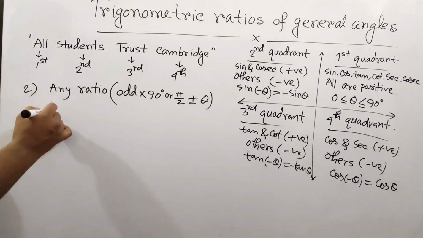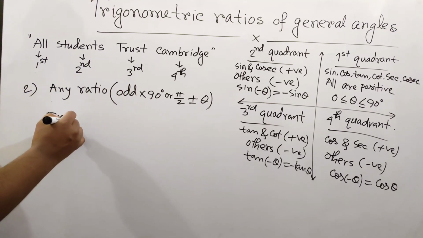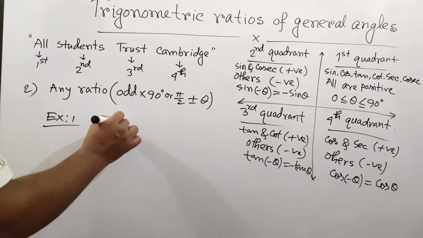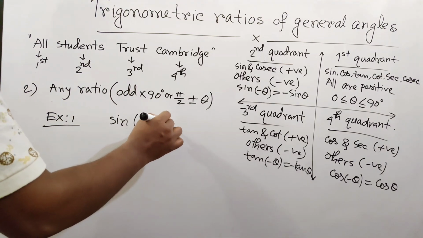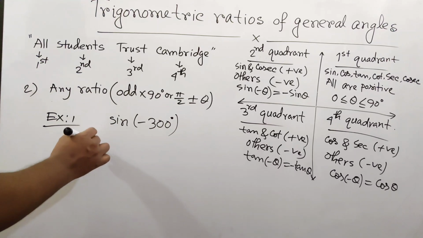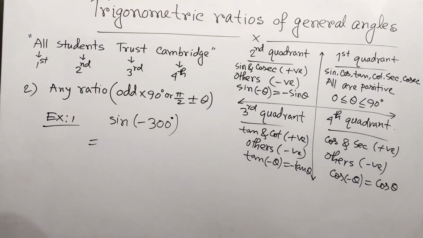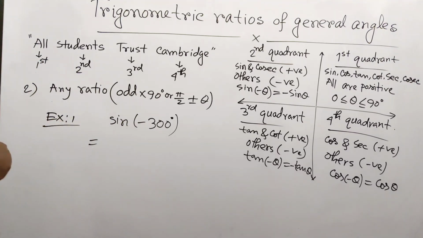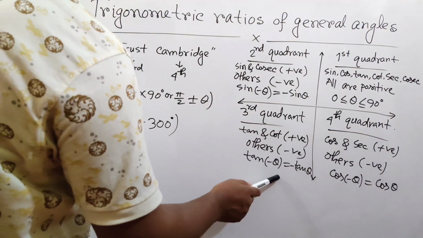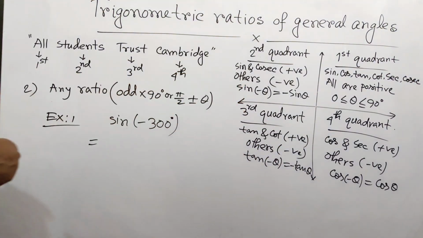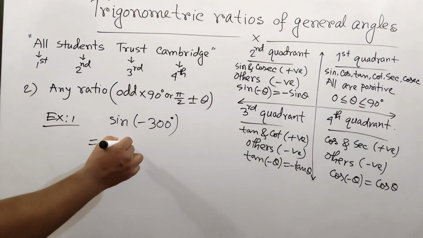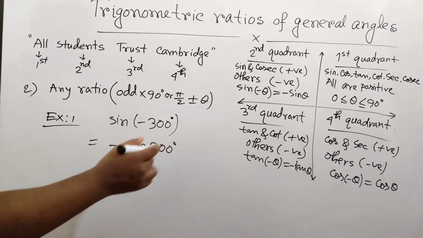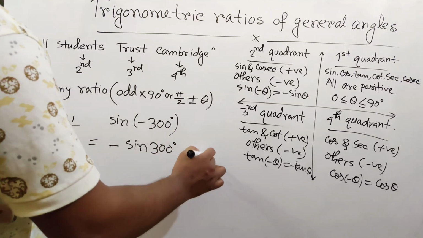So if you look at example 1 of this rule, if it is given like that, sine negative 300 degree. First of all, always look at whether the given angle is negative or positive. If it is negative, then you must look at these three things. Here it is sine negative theta, so we know that it should be negative sine theta, that is, negative sine 300 degree. Now you divide this angle by 90.